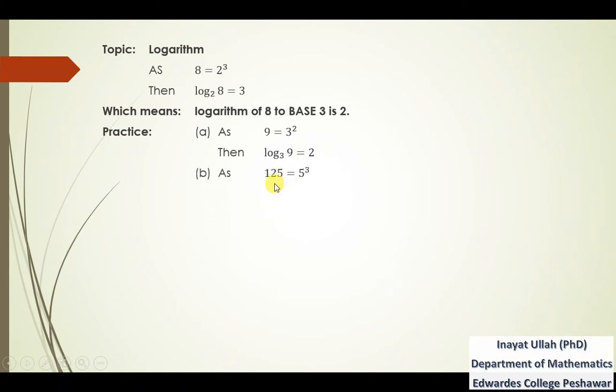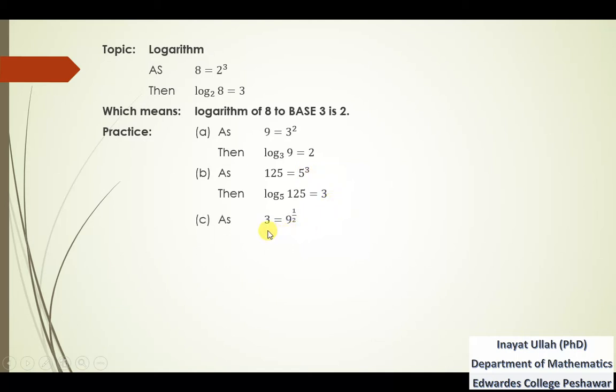Similarly, we know that 125 is 5 cube. Multiply 5 three times to get 125. If we convert this exponential form into log form, we write log with 125, make this base the base of the log, and leave this power towards the right side. So log to the base 5 of 125 is 3.